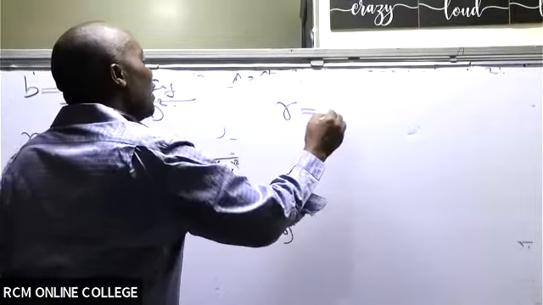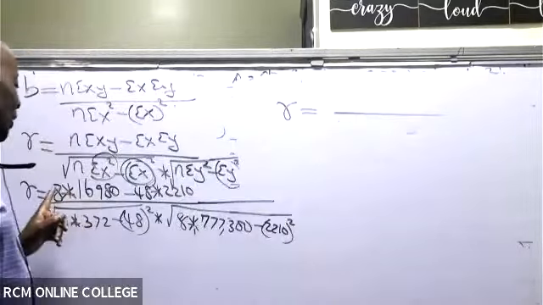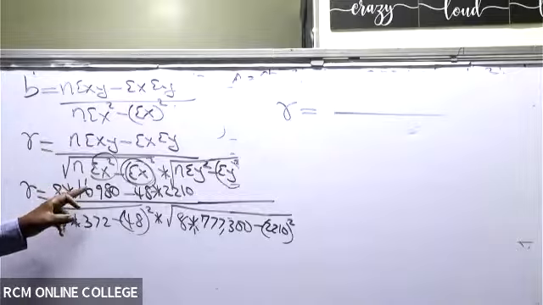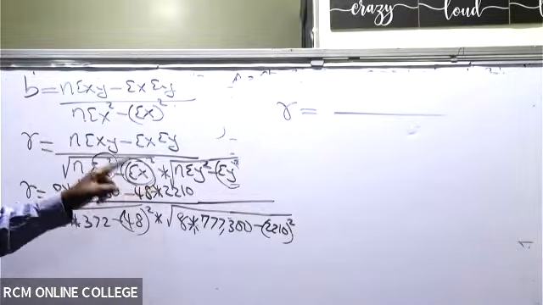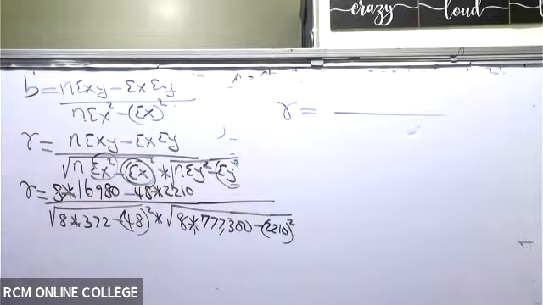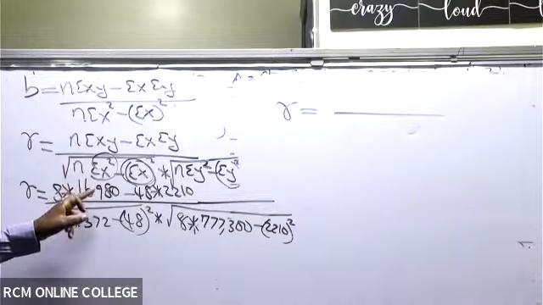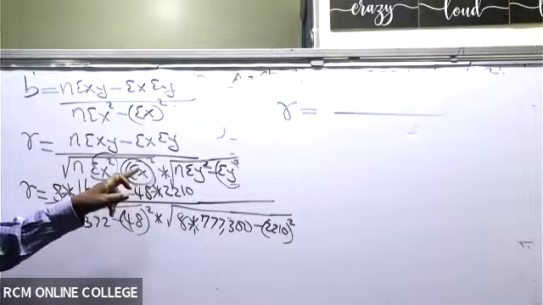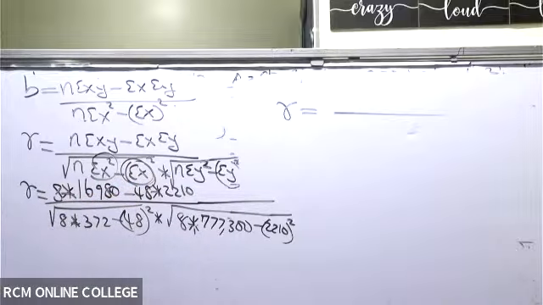Is there somebody who is able to remind me the numerator? First of all, you start with the numerator. You say 8 times this minus this times 2210. Give me the numerator value first. Is there anybody who is getting this numerator? So we take here 8 times 16,980 minus 48 times 2210. Please give me this figure, all of you.